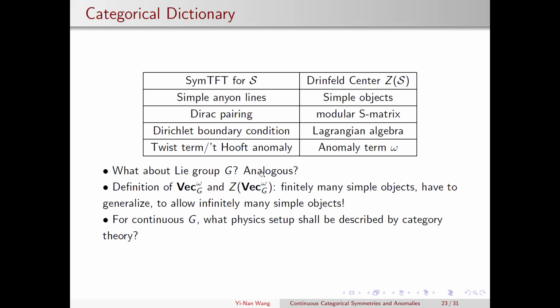Okay, now a central question here is what about the Lie group G? Can we have an analogous picture in the category language for continuous Lie groups? Then we immediately encounter a problem in defining Vec_G^ω and its Drinfeld center, because Vec_G is a fusion category and the Drinfeld center is a modular tensor category. In the rigorous mathematical definition, we only allow finitely many simple objects. So if we really want to define a similar thing for the Lie group G, we have to generalize and enlarge our category to allow infinitely many simple objects. So what do we do here?